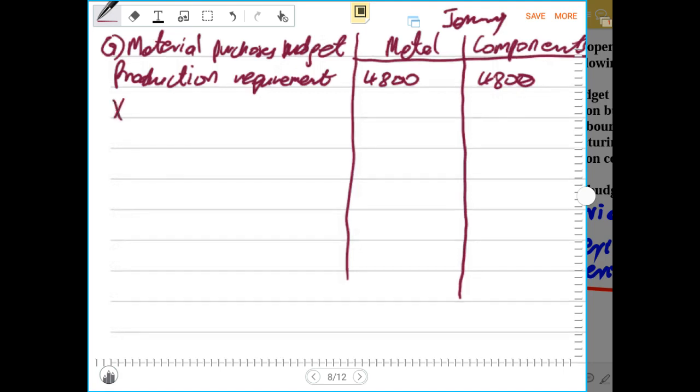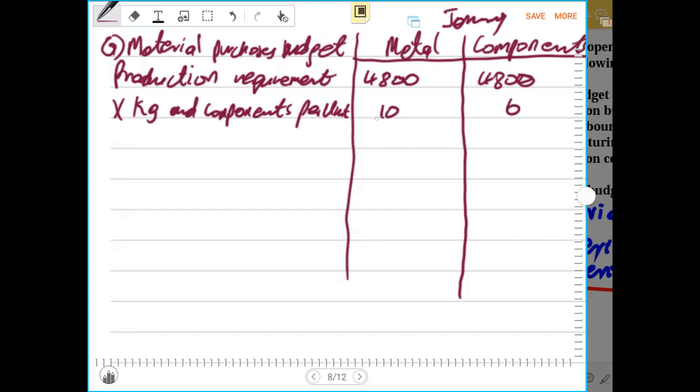Then we multiply this by, in the case of the metal, kgs, and components per unit, because there are 2 of them. Therefore we multiply by kgs and components per unit. In the case of the metal, we need only 10, and here we need 6. Now we do them in parallel.